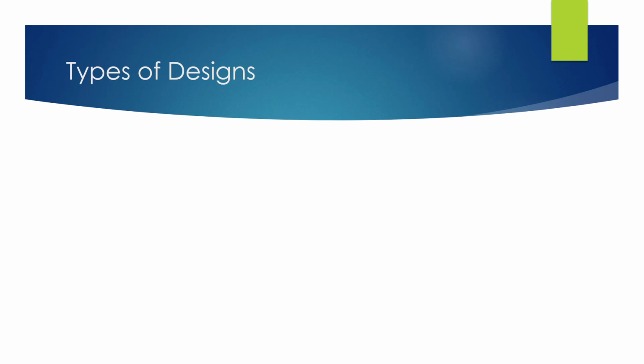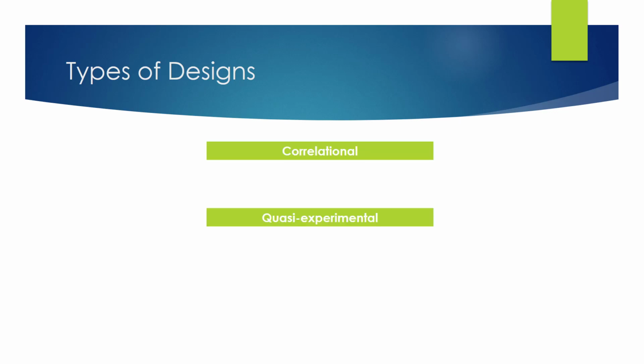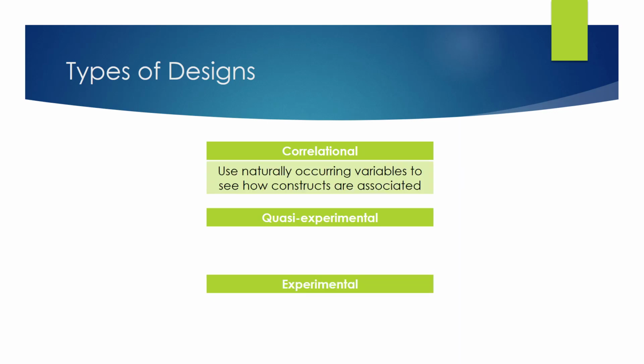Types of designs. There are 3 types of designs that we're going to talk about: correlational, quasi-experimental, and experimental. With correlational, we're using naturally occurring variables to see how the constructs are associated. How are they related to each other? So an example that we would use is age and self-restraint.